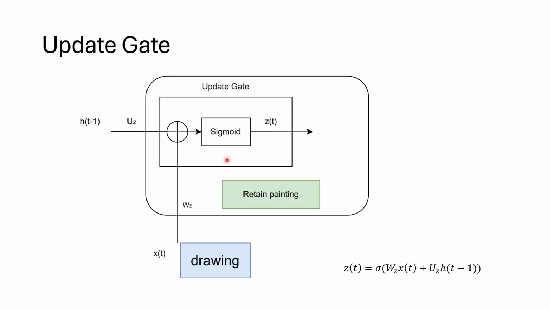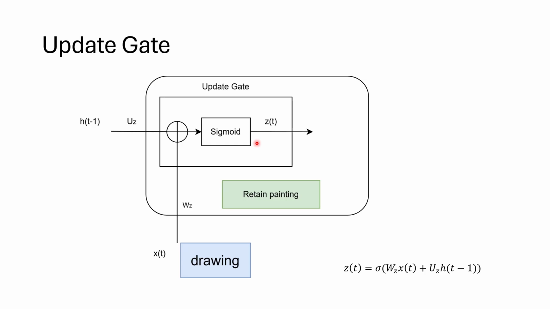The next gate is the update gate. So once the word draw hits the model, then it knows the context. Retain the word painting. And another sigmoid function is applied in this gate. So you can see that some of the letters changed. You have U_z, W_z, z_t now, as compared to the U_r, W_r, r_t. So you may ask, what is a sigmoid function?